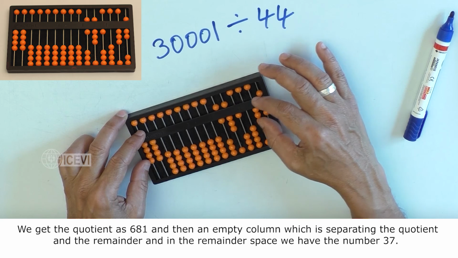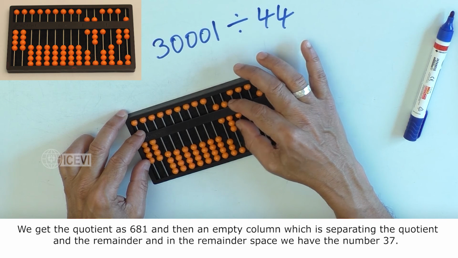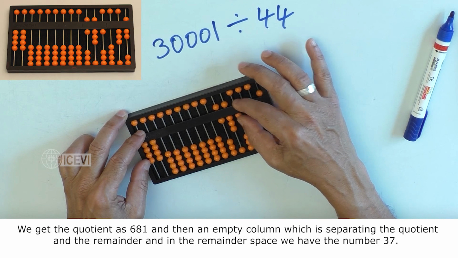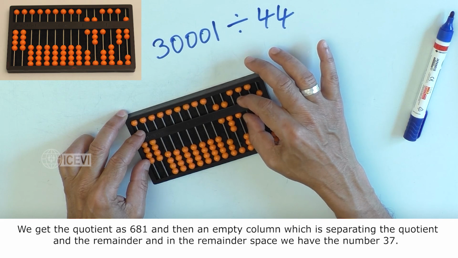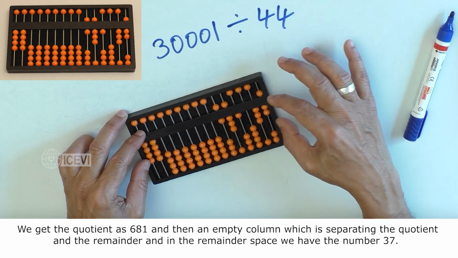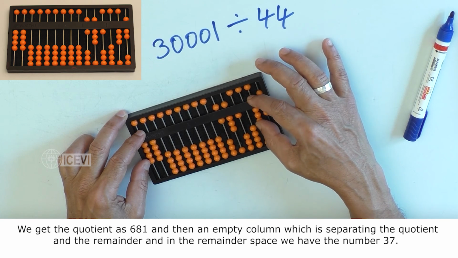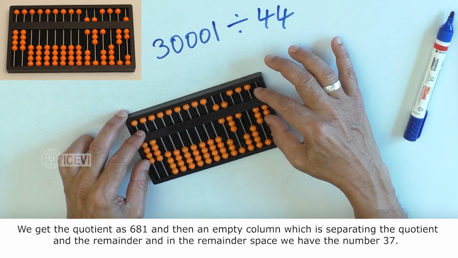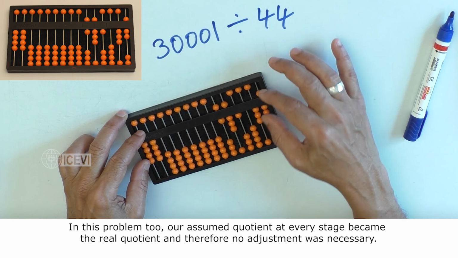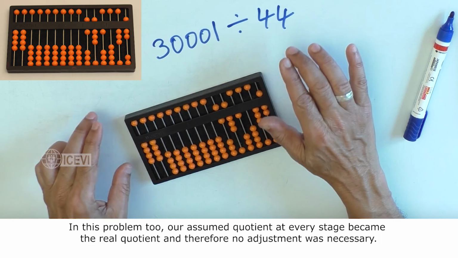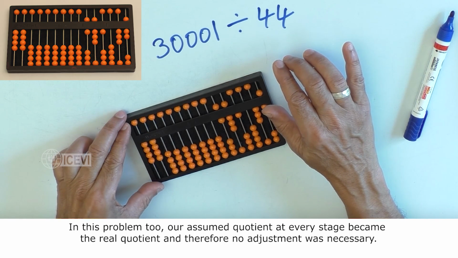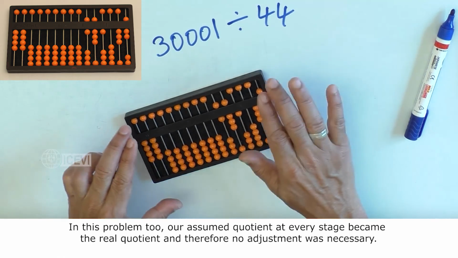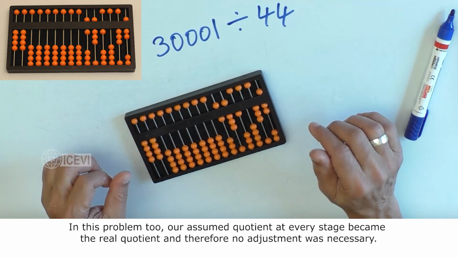We get the quotient as 681 and then an empty column which is separating the quotient and the remainder, and in the remainder space we have the number 37. In this problem too, our assumed quotient at every stage became the real quotient and therefore no adjustment was necessary.